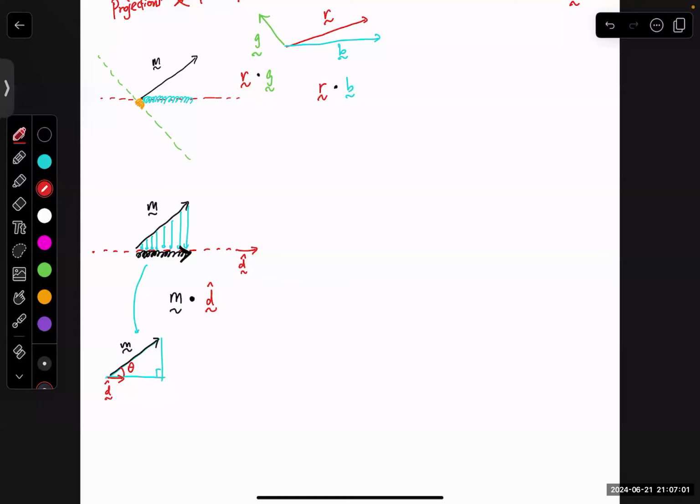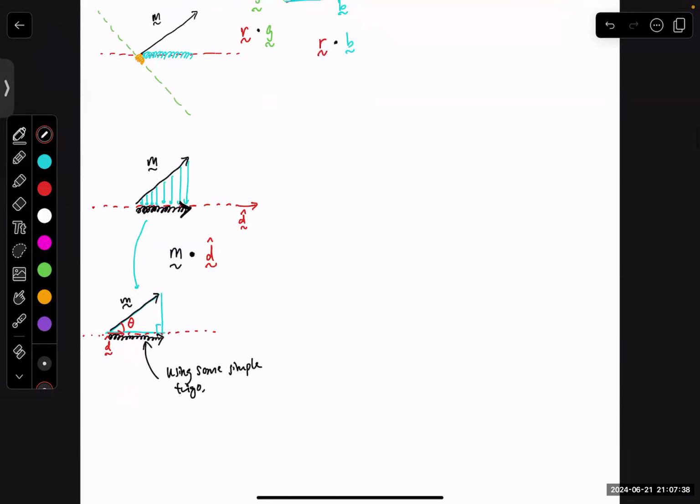So when you slap vector m into this direction d hat, which we will continue drawing with some dotted lines, what we get is this bunched up mosquito, right? This bunched up vector is called the projection, and you can use some simple trigo to find out what this thing is.